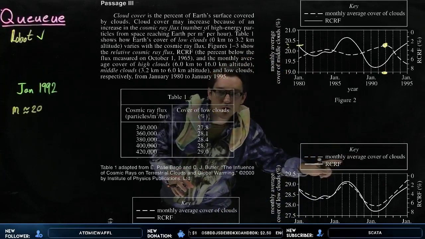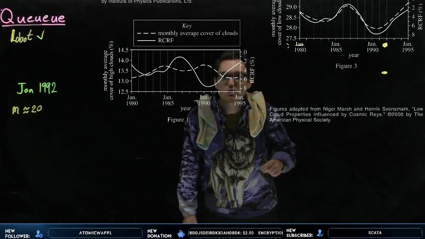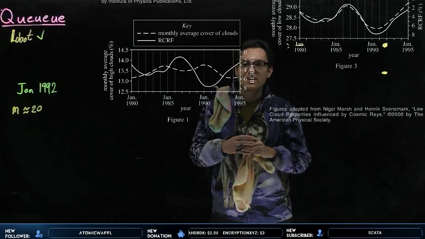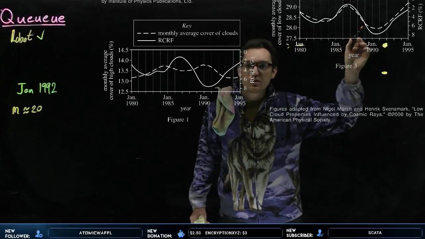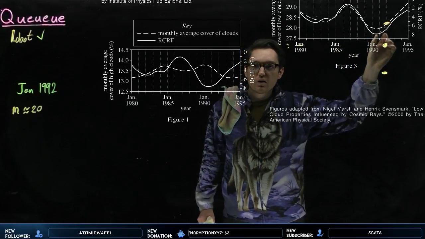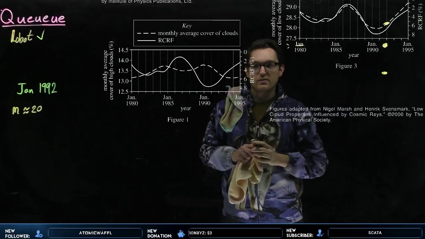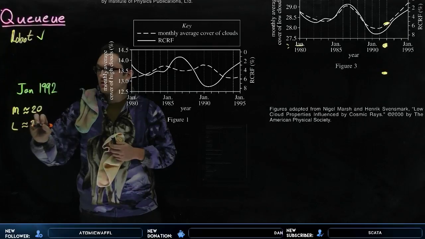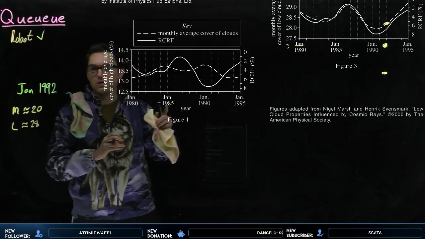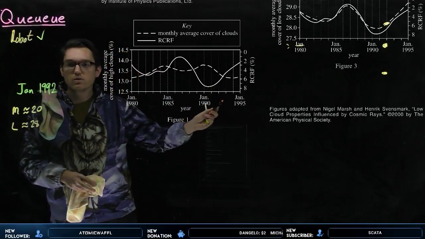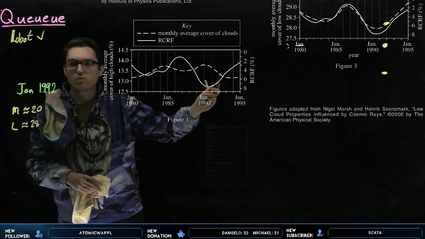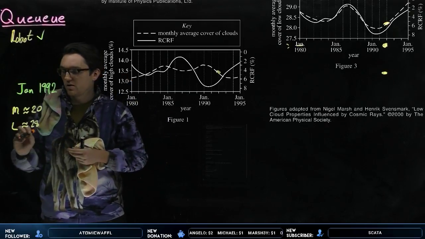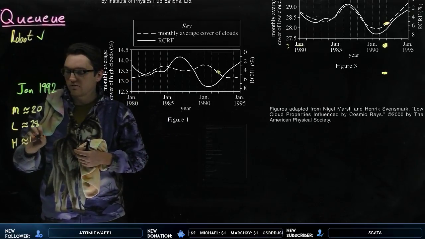Let's look down at lower clouds right now. For lower clouds, 92, which I'm already at the right place for. And we're looking at the dotted line. We go up, it's going to be here. We go over, we get around 28. So low clouds is around 28. And then if we look at here, we're looking at 92. We go up to the dotted line, we go over, we get around 13.5. So this is high clouds, 13.5.